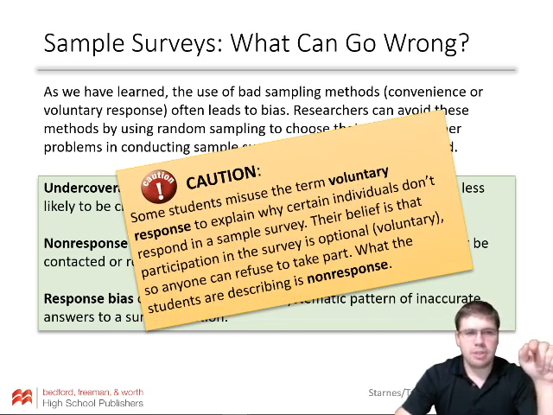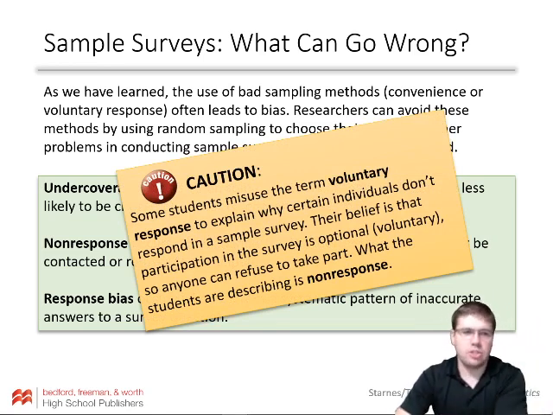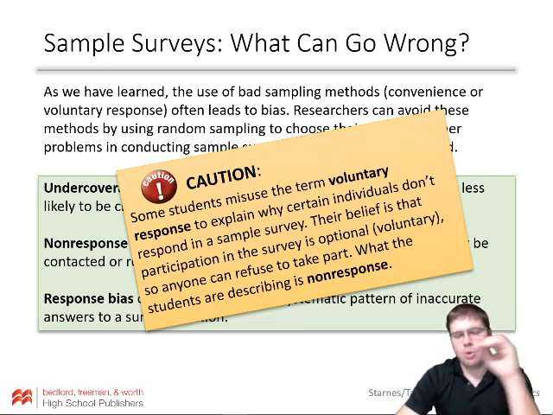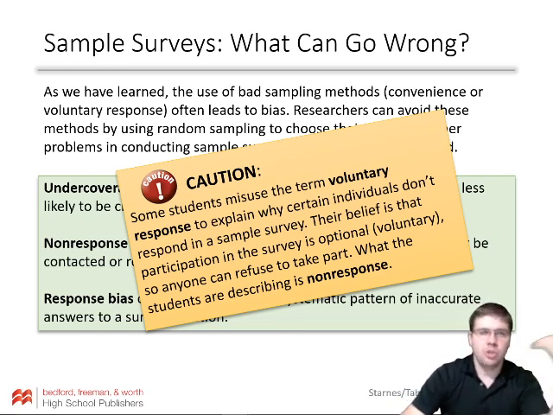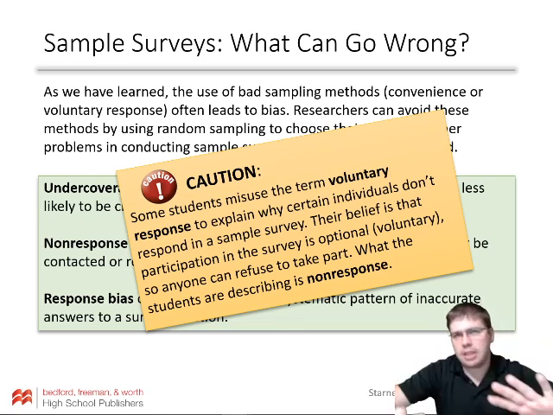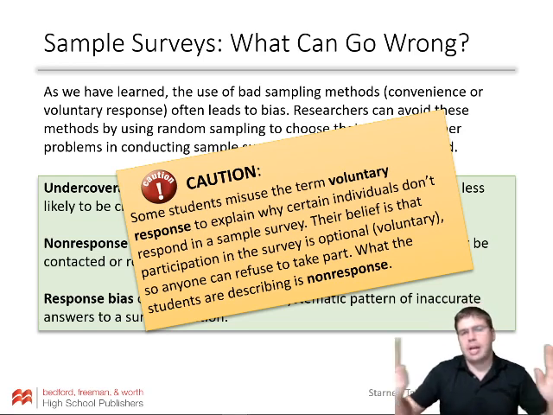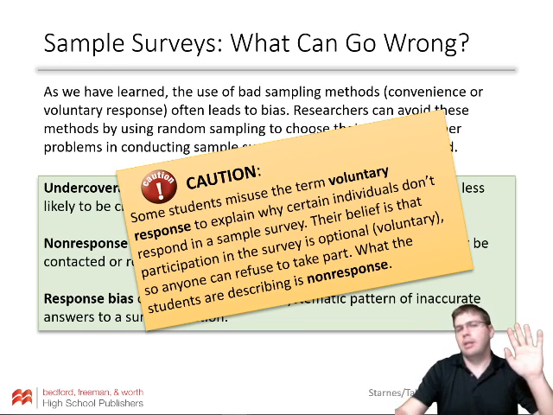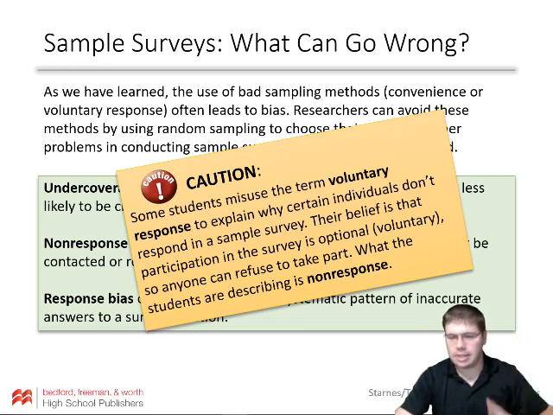Sometimes students misuse the term voluntary response to explain why certain individuals don't respond to a sample survey. Their belief is that participation in the survey is optional, voluntary, so anyone can refuse to take part. What the students are describing is non-response. If we contact an individual and they choose not to respond, that's non-response. Voluntary response is if we're not specifically contacting or selecting you, we're just putting it out there, on our website, or on a sign or billboard that says, hey, if you want to participate, come forward. So make sure you get that key difference between voluntary response and non-response.